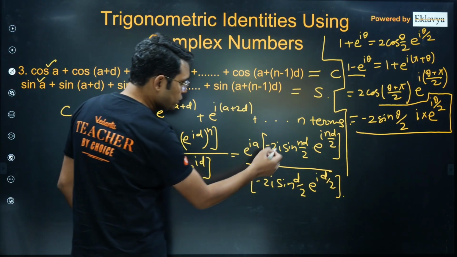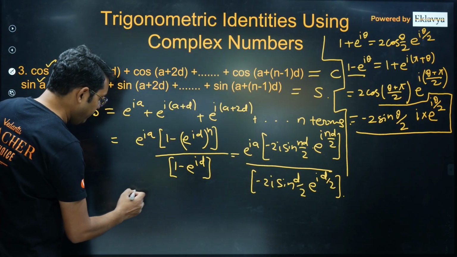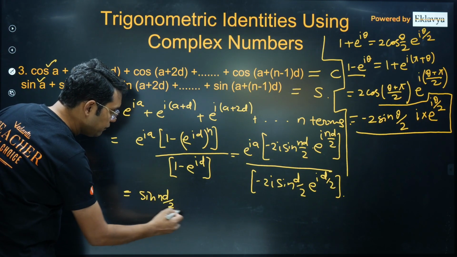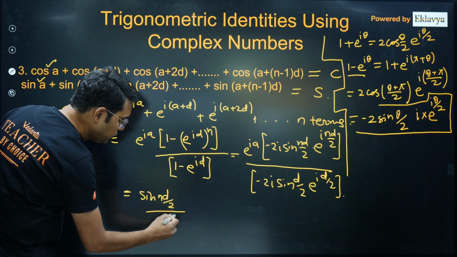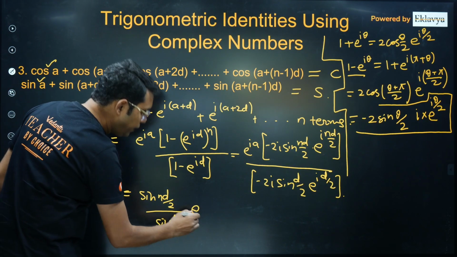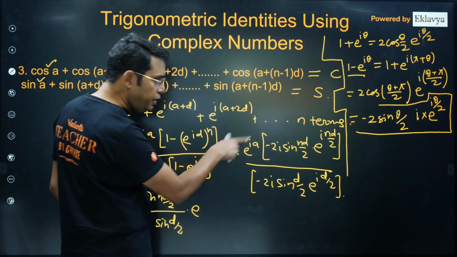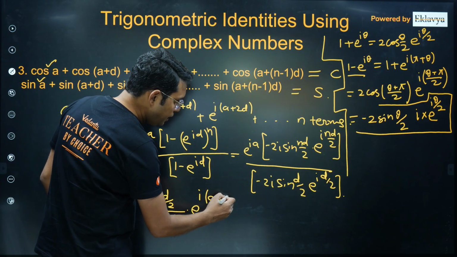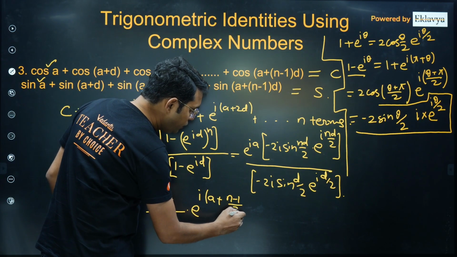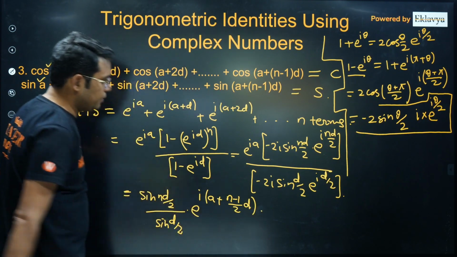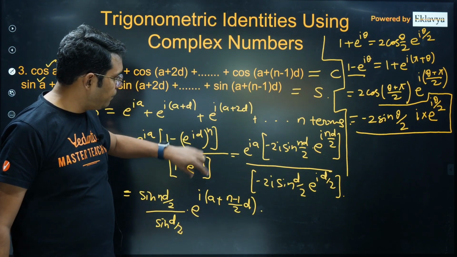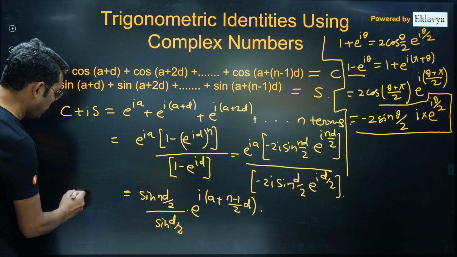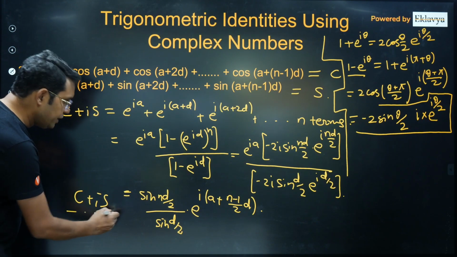Now you can see this 2i will get cancelled, and we are having sin(nd/2) whole divided by sin(d/2), and here if I club all the powers of e, it becomes e^{i(a + (n−1)d/2)}. You can check, e^{i(a + (n−1)d/2)}. Now this is cos plus i sin. Now I think we are done.